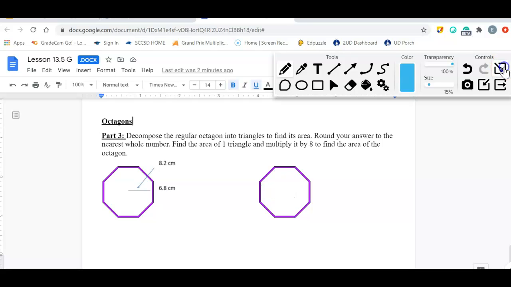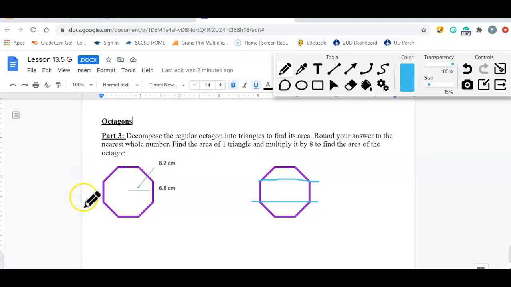The other way to solve it, we can decompose this into two trapezoids and one rectangle. I will say this way is way more work because you have to find more things. Finding the triangles, you only have to find the area of one triangle, then multiply by 8. Here you have to find the area of this trapezoid, which is equivalent to this trapezoid. And then you have to find the area of the rectangle.